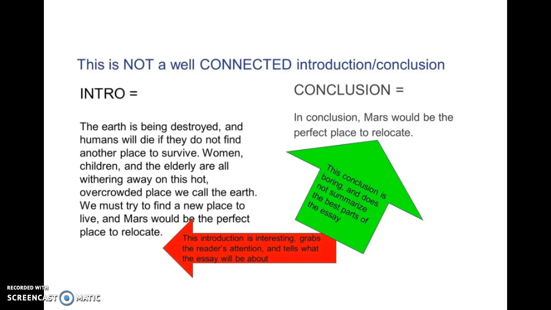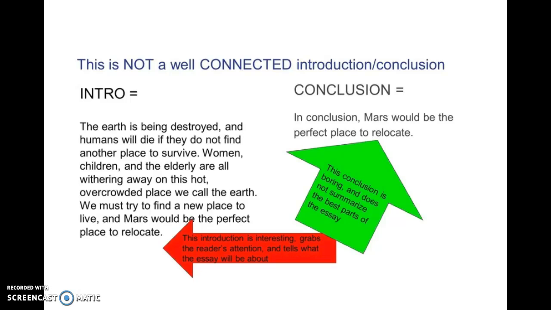Well, let's consider it. Look at the red arrow first. This introduction is very interesting. It grabs the reader's attention. It also tells what the essay will be about. They use the hook technique of paint a picture of this dying earth. They describe, using the senses, what's happening on this burning, dying earth.